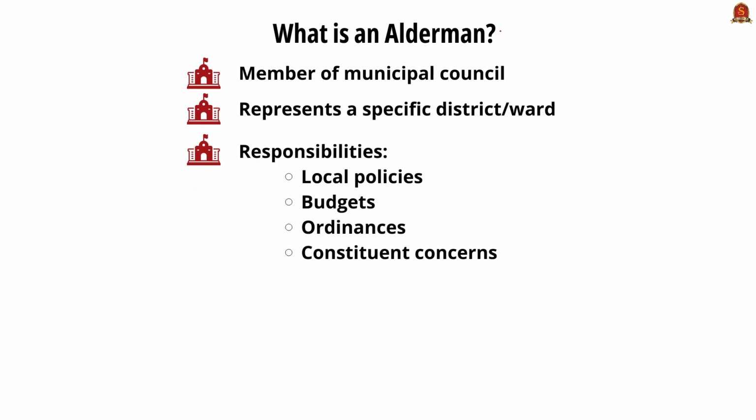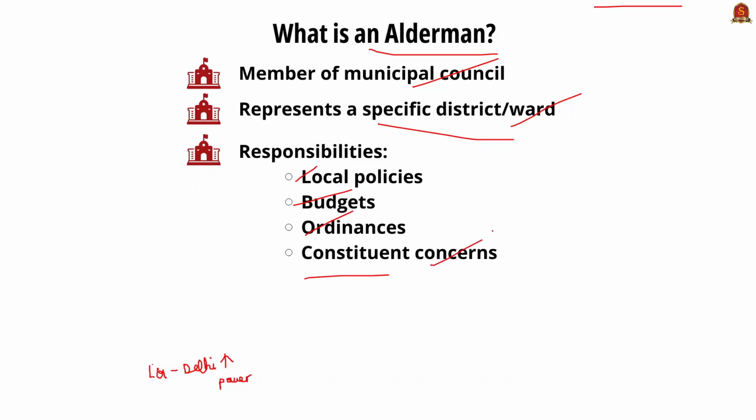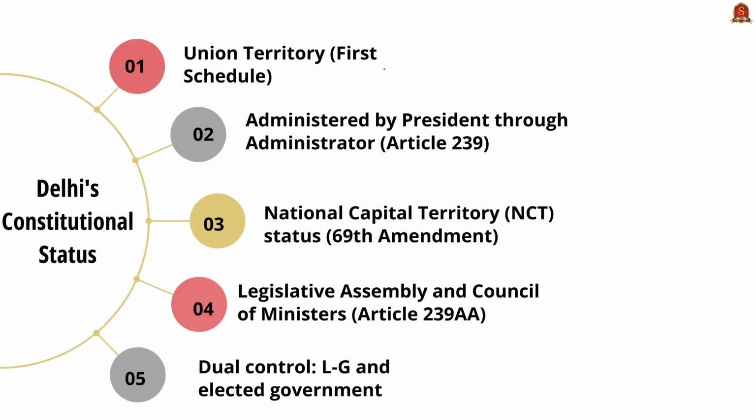The context of the news is that the Supreme Court's ruling affirms that the Lieutenant Governor (LG) of Delhi has independent authority to appoint aldermen without the Delhi government's advice. First, let us see who is an alderman. An alderman is a member of the municipal council or local government board, often elected or appointed, who represents a specific district or ward within a city. Aldermen typically have responsibilities that include making decisions on local policies, budgets, and ordinances, and addressing the concerns of their constituents. Let us see the constitutional and legal provisions for Delhi.